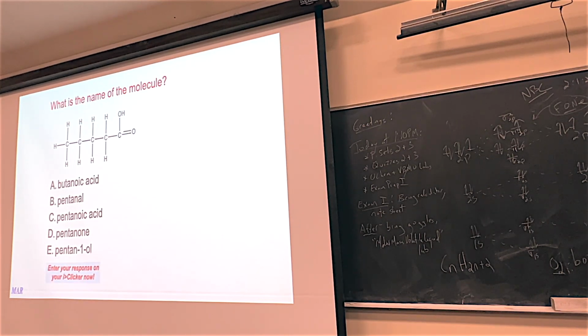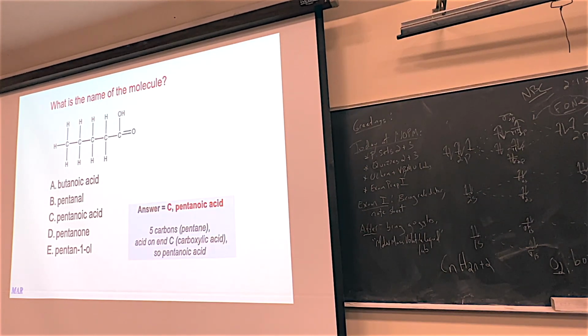In the next example, this is a carboxylic acid. There's 5 carbons, so it would be pentanoic acid. This would be an example of one of the other kinds. If this was just an H right there, it would be pentanal, an aldehyde. Organic chemistry and stuff like that, it gets kind of crazy.